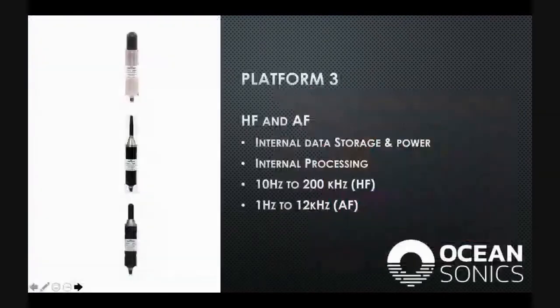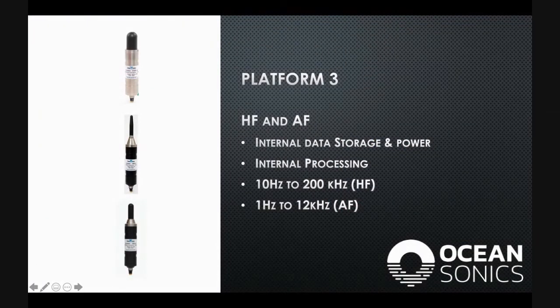So the hydrophone that we're going to focus on today is Platform 3. This is the most commonly used hydrophone. So there's the HF and AF models. And of course, the HF is for the higher frequency noise, and the AF is for the audio frequency. So that's for the much lower frequency sounds. They all have internal data storage and power, internal processing, and the HF goes from 10 hertz to 200 kilohertz, and the AF goes from 1 hertz to 12 kilohertz.